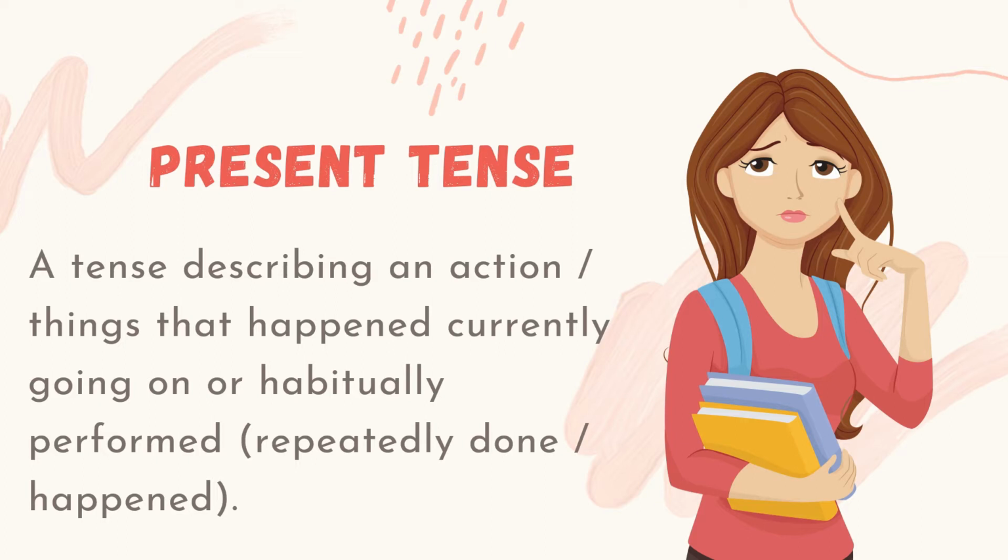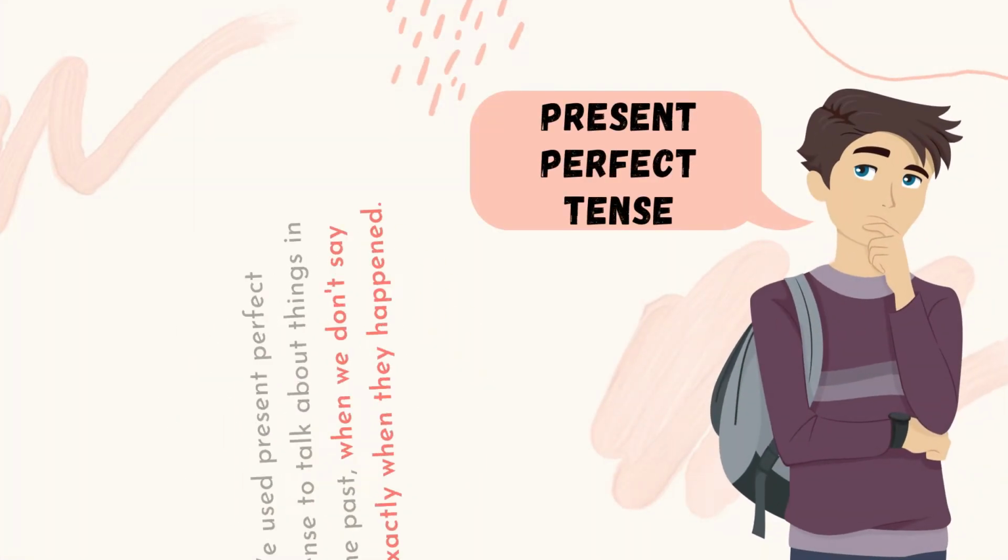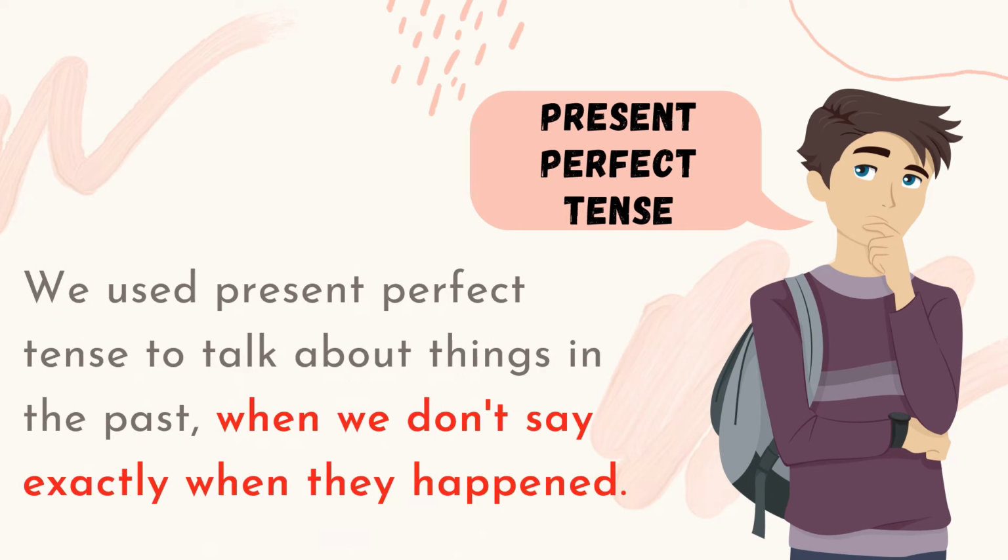But what about present perfect tense? Is it the same? Present perfect tense is not the same as present tense. We use present perfect tense to talk about things in the past when we don't say exactly when they happen.